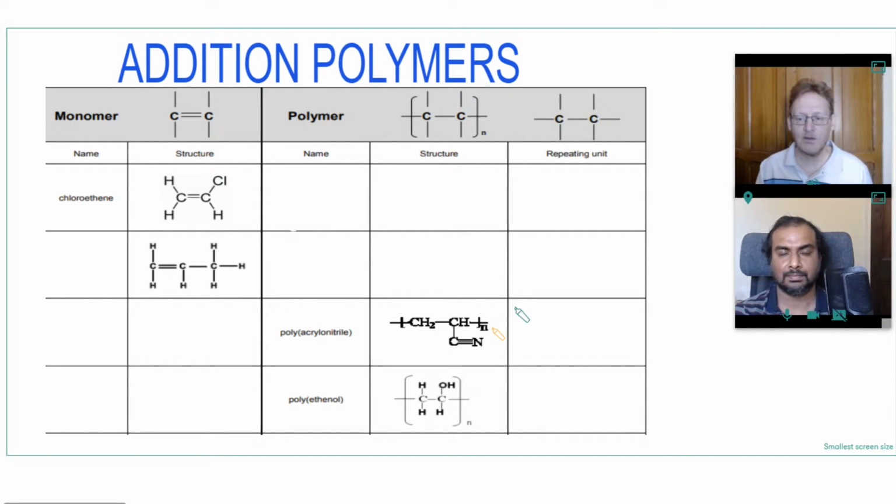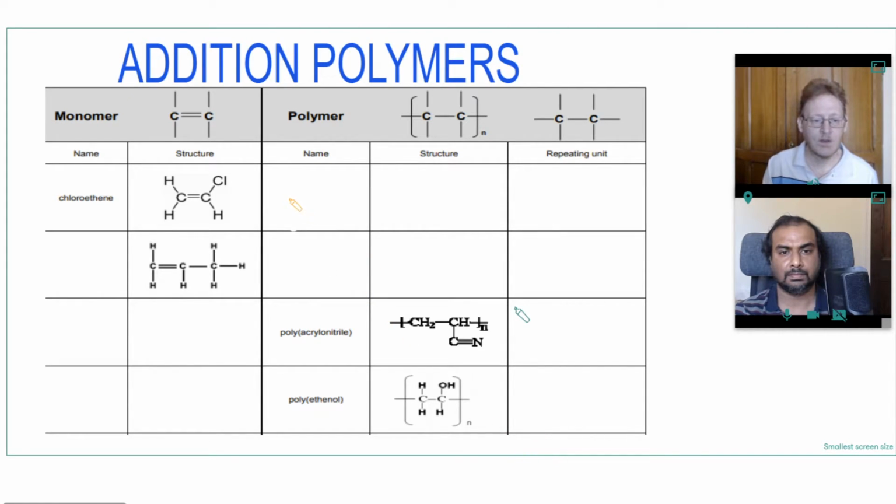Okay, today we're going to have a look at addition polymerization, which is where we change the monomers, alkenes, into polymers. So with a few examples here we can have a look at. The first one is chloroethene. We've been given the structure of the alkene and we just have to name the polymer, give the structure for the polymer and the repeating unit for the polymer. So the name of it at first is straightforward. We just add the word poly in front of the name of the alkene.